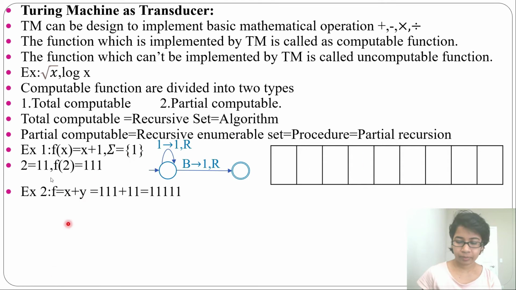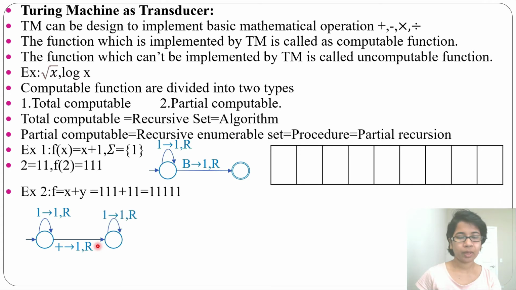Let me design Turing machine for this. There will be initial state. On reading 1, write 1 and move right. Then when it sees plus, the plus symbol will be 1 and it will move right. Then for more 1s, it will simply skip and move right. Then when it sees blank, blank will be blank and it will move left. Now it will change 1 to blank. So 1 will be blank and it will move right and accept.